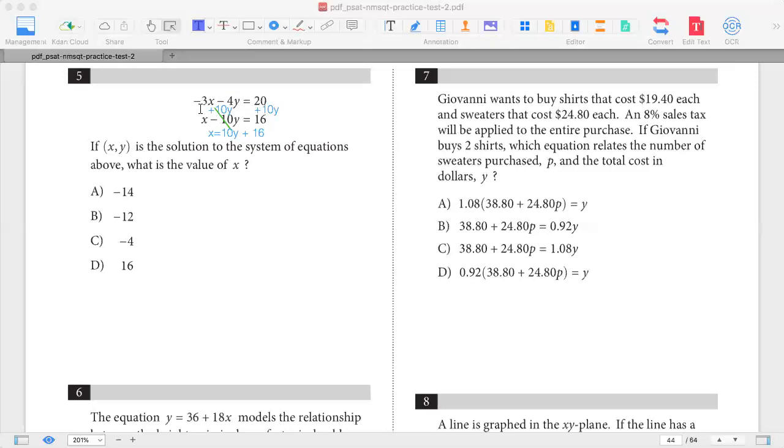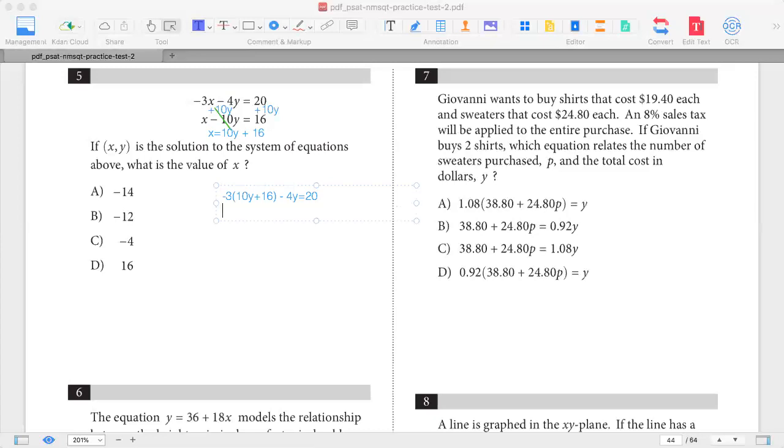So I can write here negative 3x. I will write the steps here. Whenever I find x, I will substitute x and put 10y plus 16. So I will write here negative 3x, and I will substitute x by 10y plus 16, minus 4y is equal to 20.